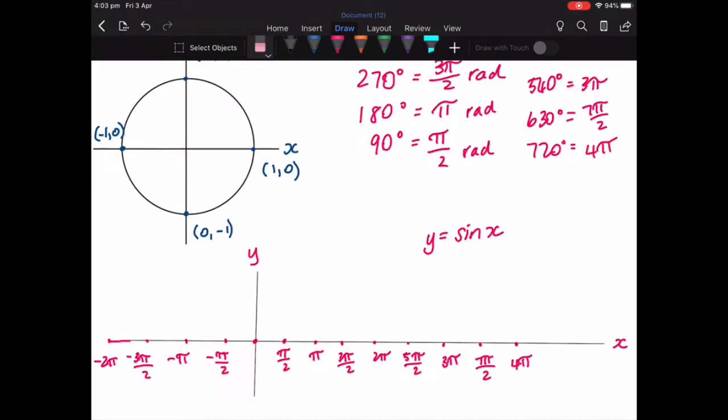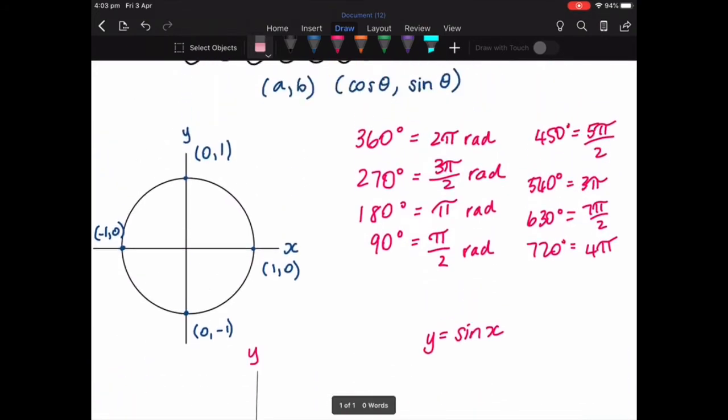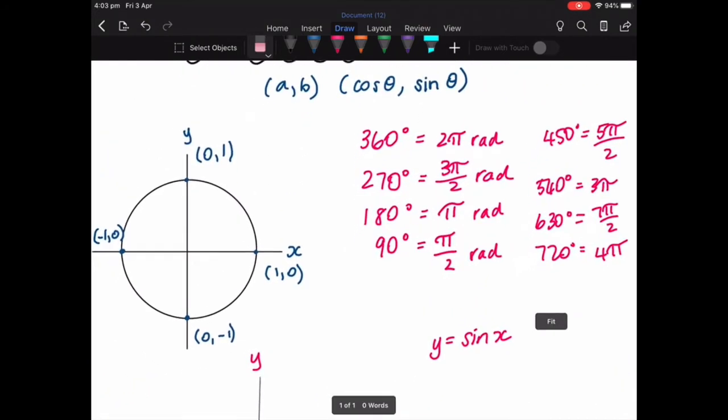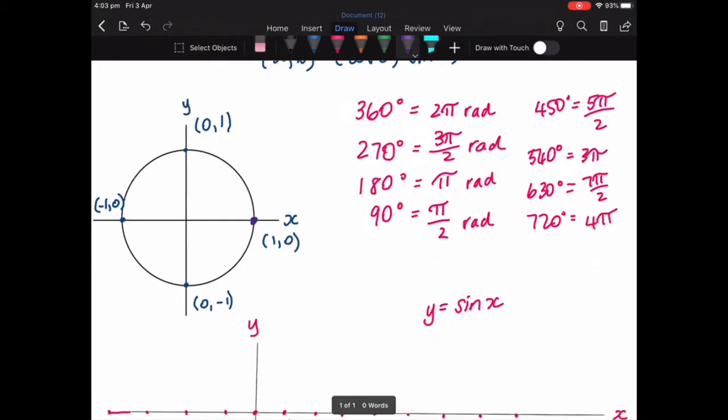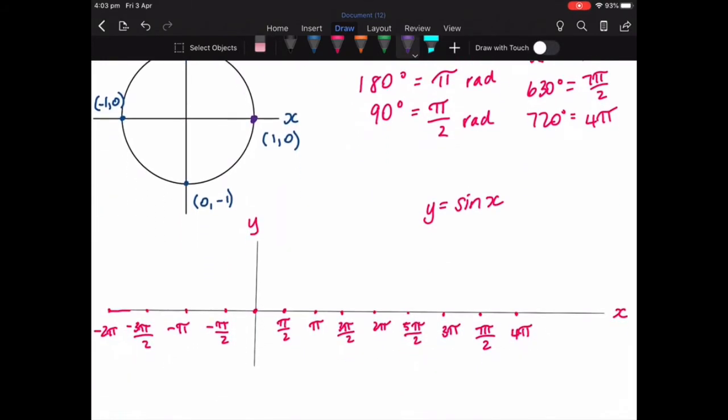Okay. All right, so now let's plot this graph. We'll plot cosine first. So cosine is our x-coordinate. I'll use purple. So at this point here, the x-coordinate is 1. So when x is 0 radians, y is 1. So that would go here.